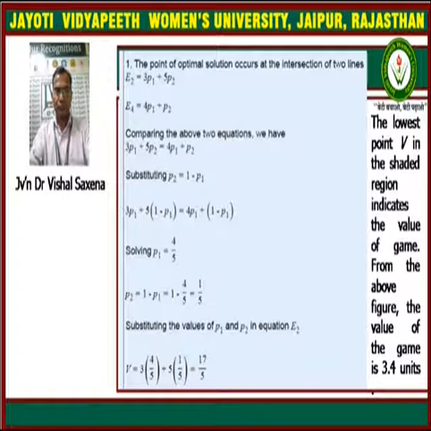Therefore the value of the game V is equal to 3 into P1 plus 5 into P2, that is 3 into 4 upon 5 plus 5 into 1 upon 5, which is equal to 17 upon 5. 17 upon 5 is 3.4 units, and this is the value of the game. So in this way we have determined the value of the game by the graphical method for the n into 2 game in game theory.